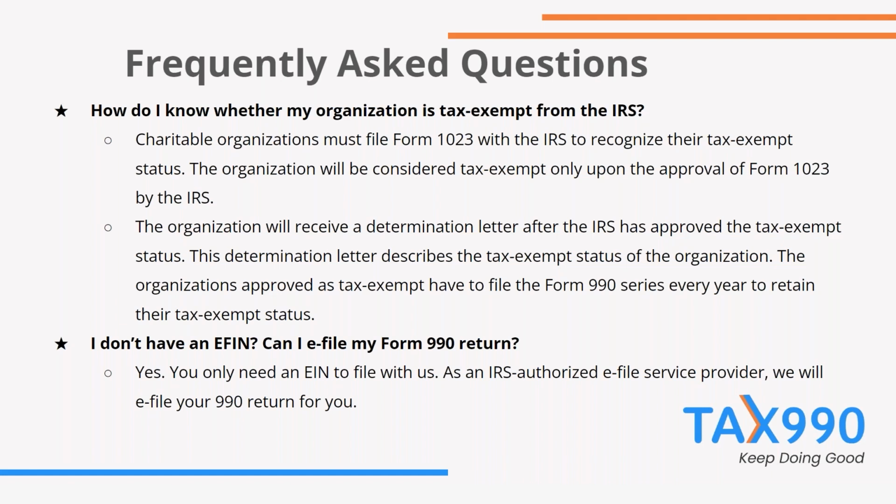We get a lot of questions from clients wondering if they need an EFIN to file their 990 series return. With Tax990, you do not need an EFIN. You only need your organization's EIN to file the return. An EFIN is used as an electronic return originator, and you are not required to have that to use Tax990.